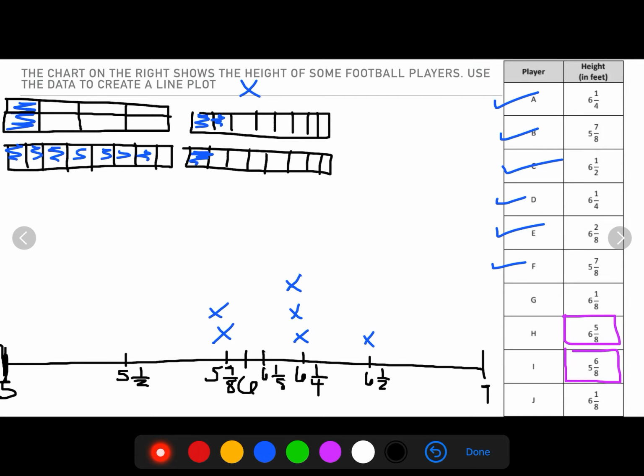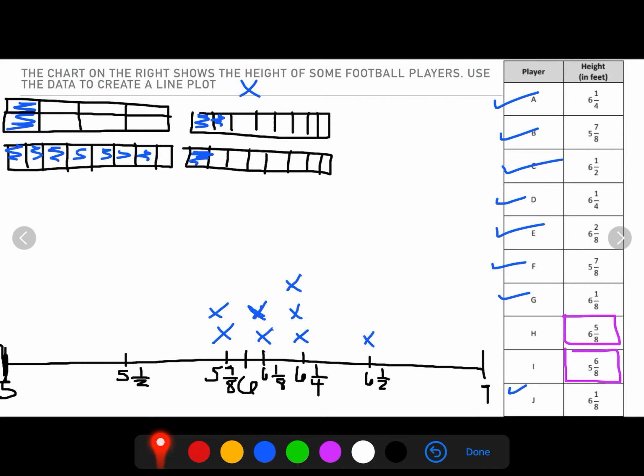6 1/8. And we can go ahead and put our marker in for player G. Are there any other players that are 6 1/8 feet tall? That's right, player J is also the same height. Look at us filling in our line plot. We're doing amazing, you guys.